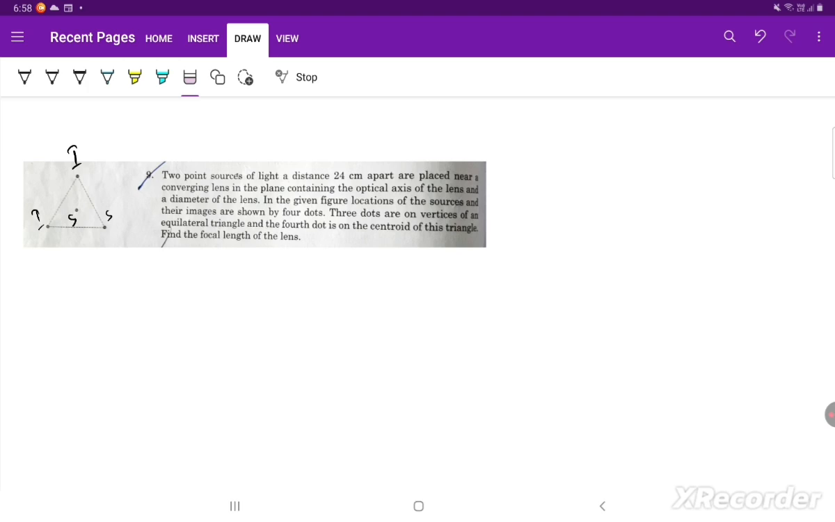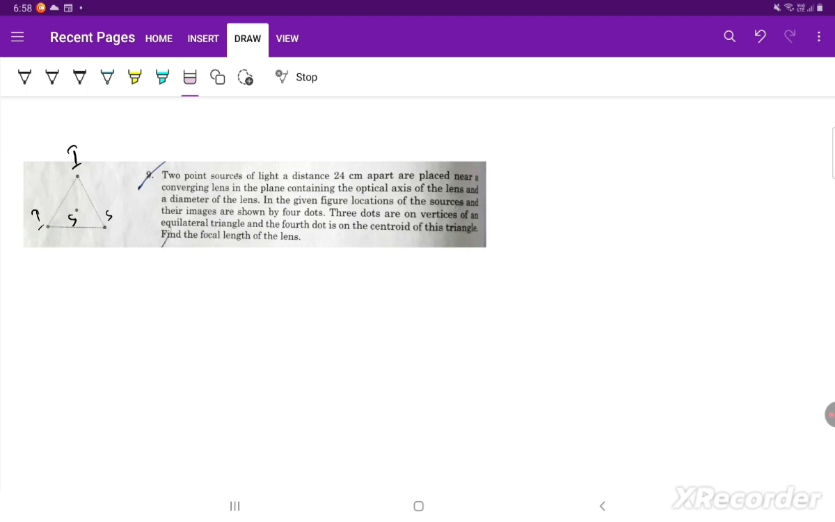in the plane of the optical axis of the lens and the diameter of the lens. In the given figure, the location of the sources and their images are shown by 4 dots. 3 dots are on the vertices and the fourth is on the centroid. Find the focal length of the lens.